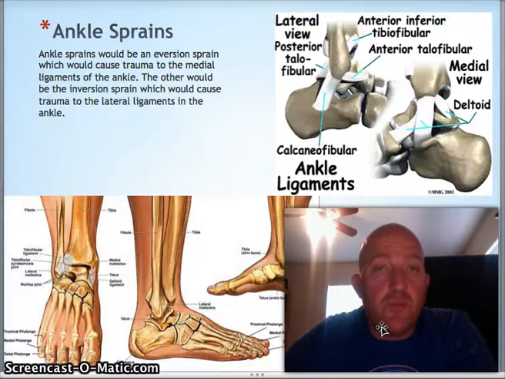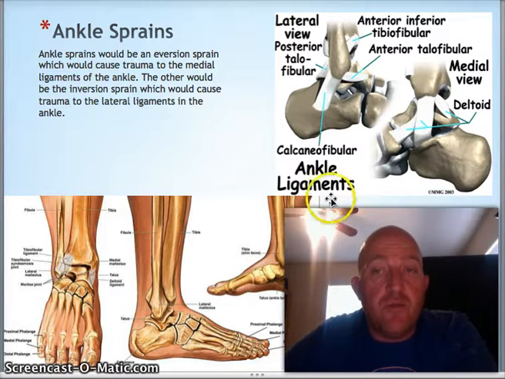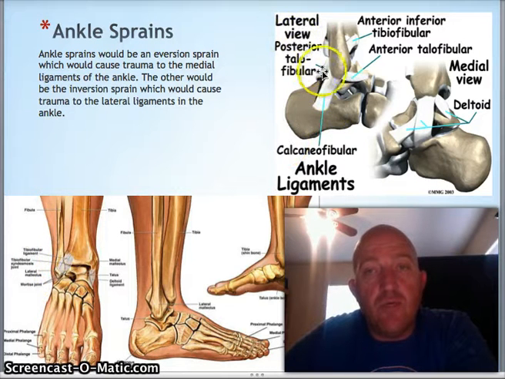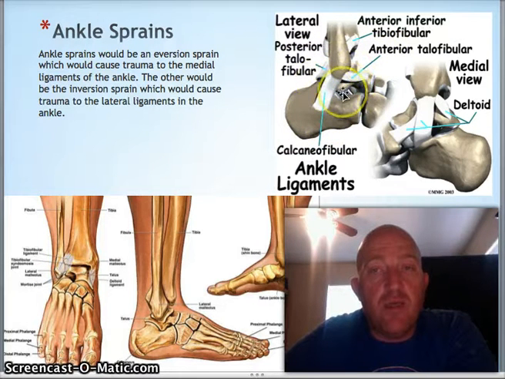The next will be ankle sprains. We have an eversion sprain and we have an inversion sprain, and dependent upon the sprain, we're going to affect different ligaments of the ankle. When we look at this, the eversion sprain is going to be the medial portion of the ankle, which we see here, and the inversion is going to be the lateral portion of the ankle, which we see here. And this affects the ligaments, as you see on this side, the lateral view. We have the talofibular, calcaneofibular, and the anterior talofibular, which are the three affected by an inversion sprain.